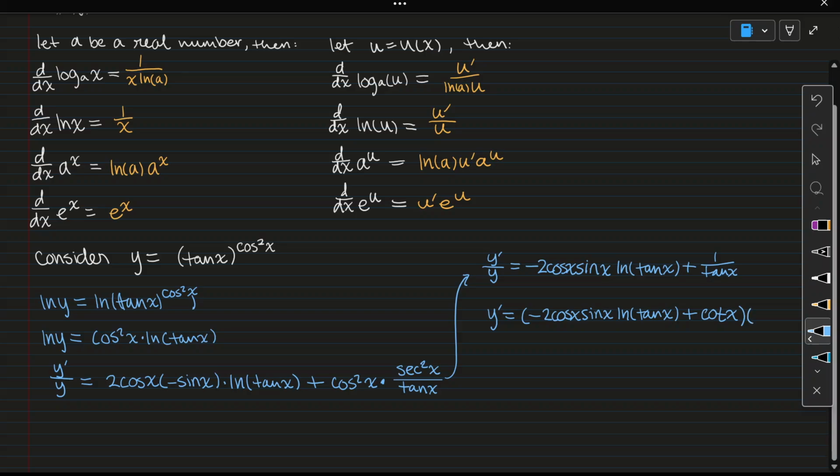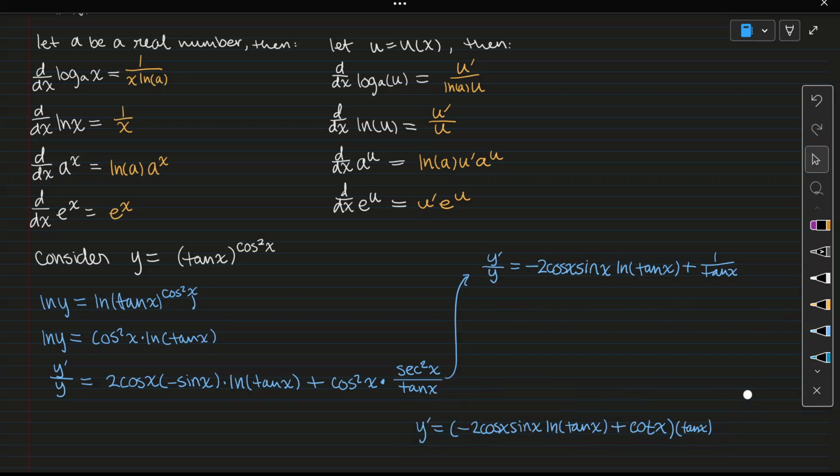Well, my original y here is tan x to the, ooh, I'm running out of space. Let me move this down here. I have some space. Tan x to the cosine squared x. And that would be my final answer there.